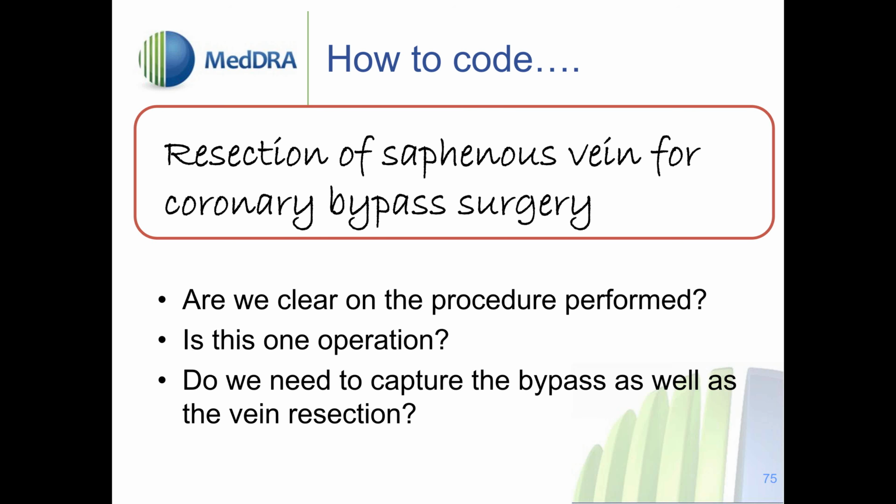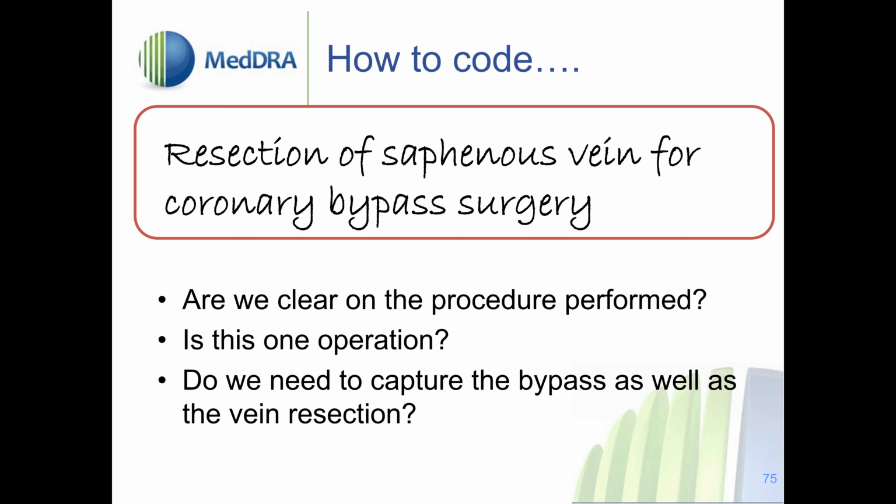Thank you. So then my next example is a resection of a saphenous vein for coronary bypass surgery. So what do we have here? What is this procedure? Are we clear? Well, they're resecting or removing part of the saphenous vein, and it's for a bypass surgery. So it's going to be inserted for coronary bypass. Is this one operation? Are they doing this together? Or do we need to capture the bypass as well as the vein resection?